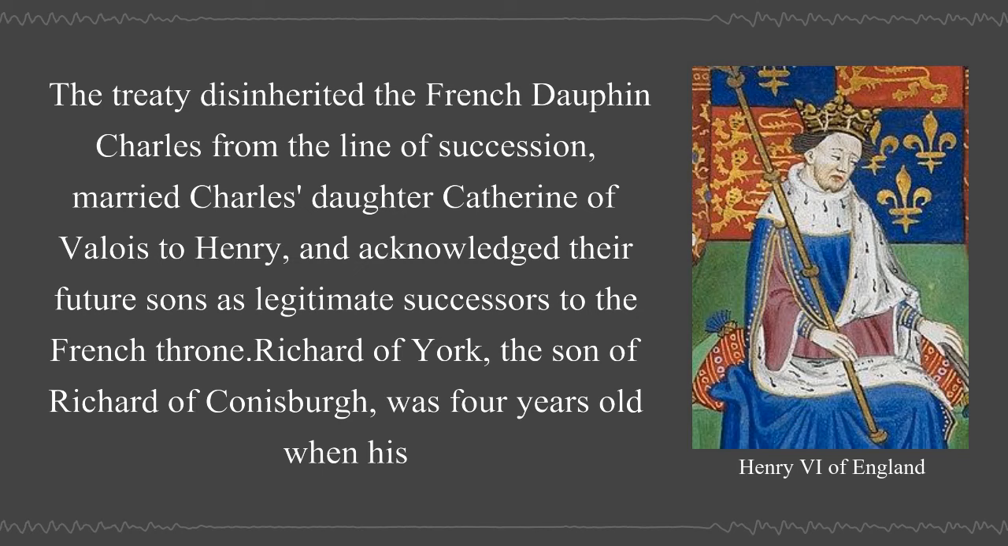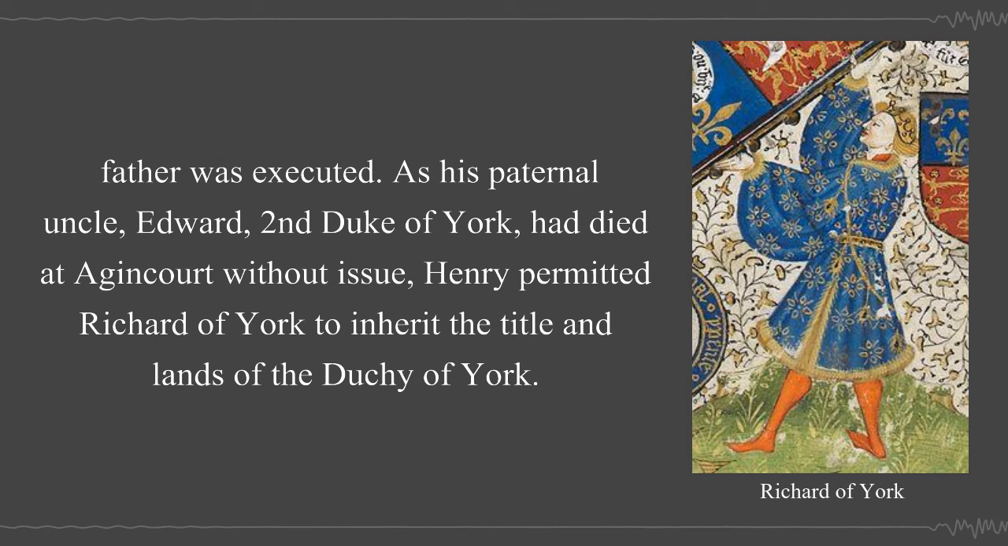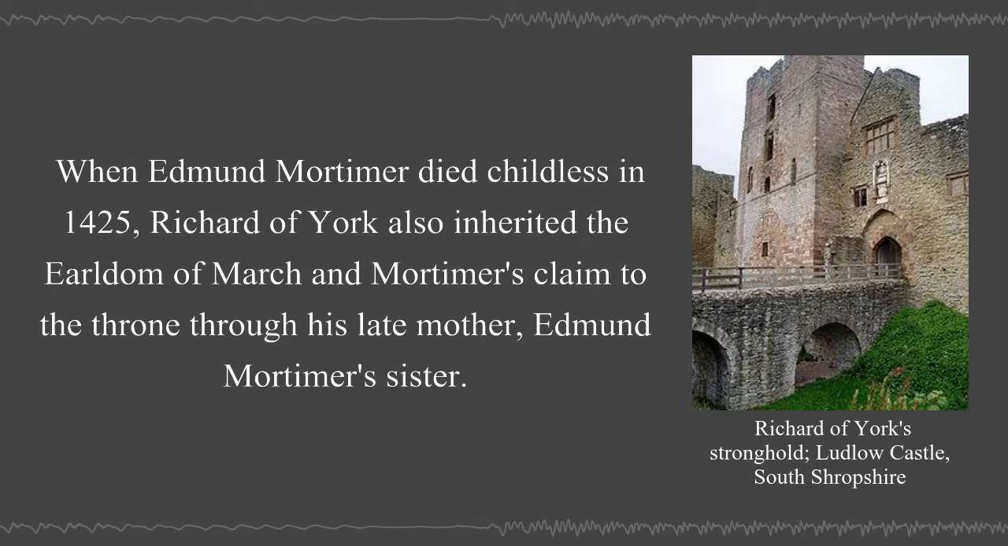Richard of York, the son of Richard of Conisburg, was 4 years old when his father was executed, as his paternal uncle, Edward, 2nd Duke of York, had died at Agincourt without issue. Henry permitted Richard of York to inherit the title and lands of the Duchy of York. When Edmund Mortimer died childless in 1425, Richard of York also inherited the earldom of March and Mortimer's claim to the throne through his late mother, Edmund Mortimer's sister.